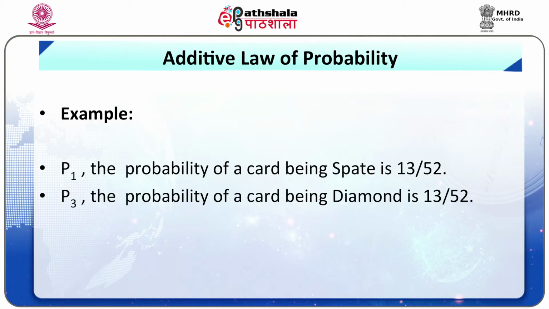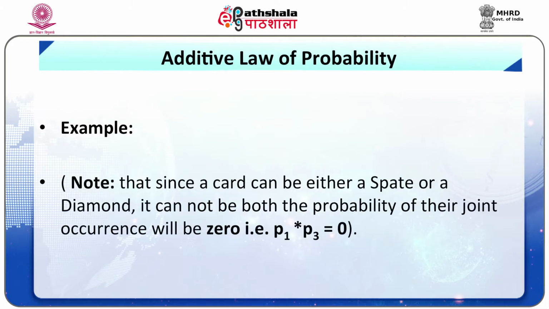For the second case, the probability of a card being a spade, P1, is 13 by 52. P3, the probability of a card being a diamond, is 13 upon 52. Note that in this case, the minus element is not coming because a card cannot be both a spade and a diamond simultaneously. So, the joint occurrence is not possible in this case. So, the product of the two events will not be the case. In this case, it will be 0.